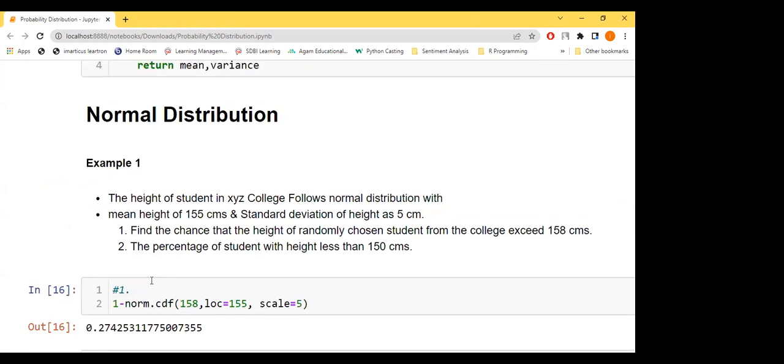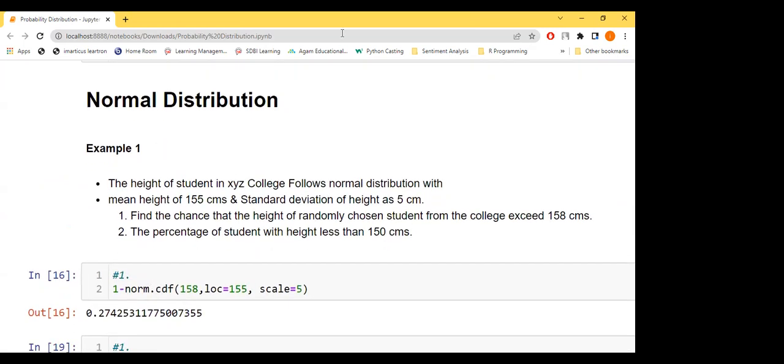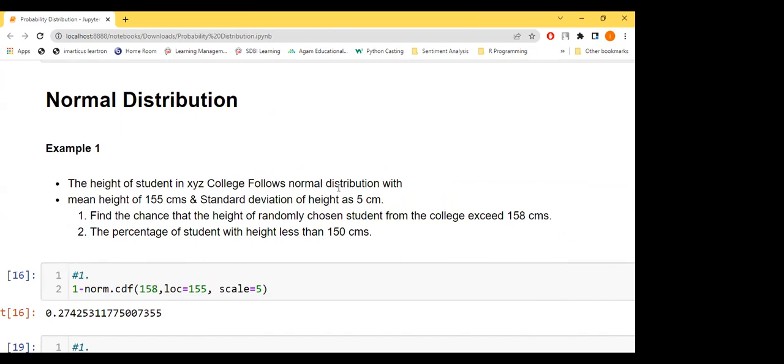Guys, moving to the normal distribution. Normal distribution is used as a basic identification when the mean and standard deviation are given. That time we use normal. Point number one. Second, it gives you the chances of finding a sample. Here, say the height of students in XYZ college follows normal distribution. Sometimes they specify the name, sometimes not. If they don't specify, mean and variance are given.